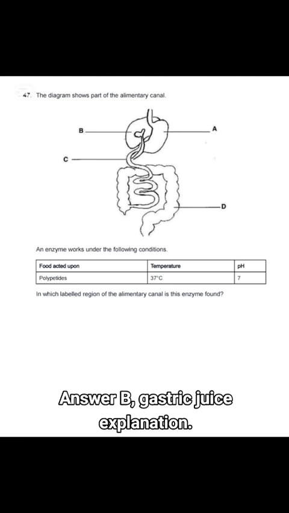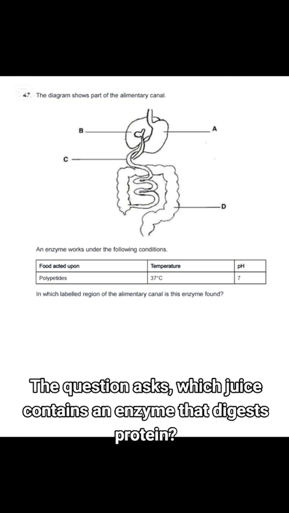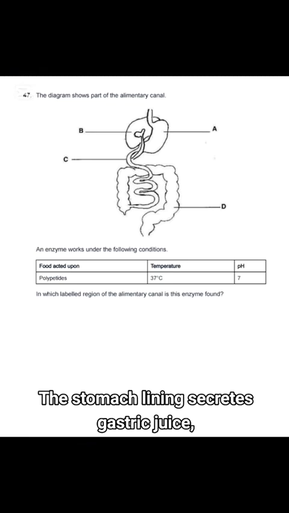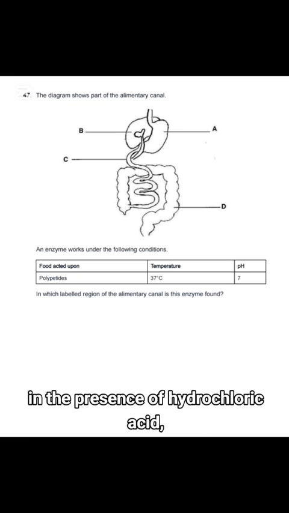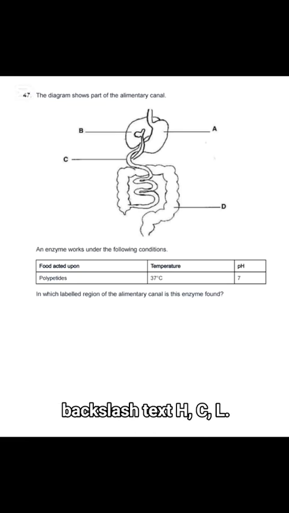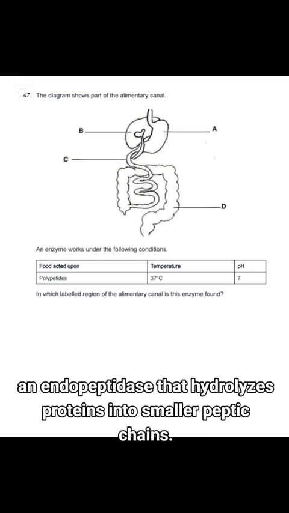Question 47. Answer: B. Gastric juice. Explanation: the question asks which juice contains an enzyme that digests protein. The stomach lining secretes gastric juice, which contains the inactive enzyme pepsinogen. In the presence of hydrochloric acid, HCl, it activates into pepsin, an endopeptidase that hydrolyzes proteins into smaller peptide chains.